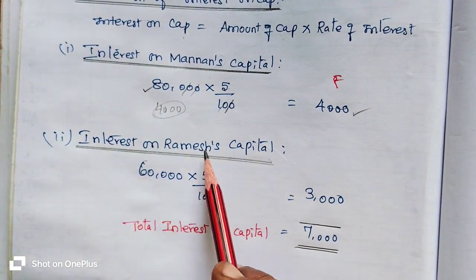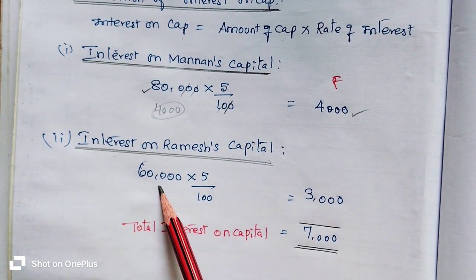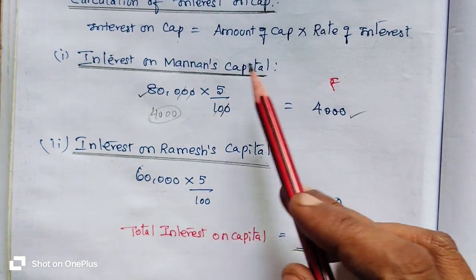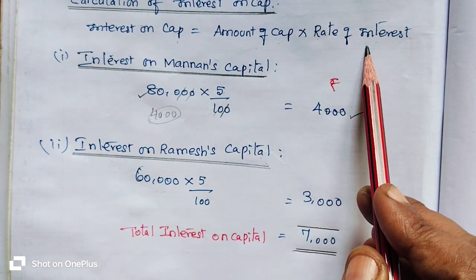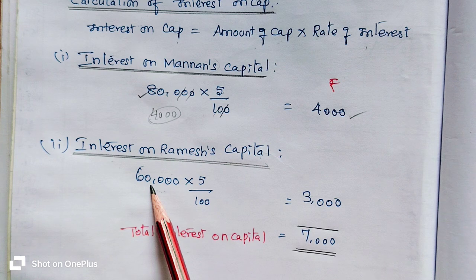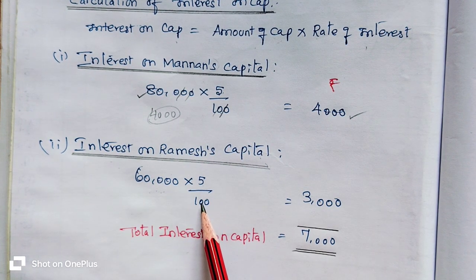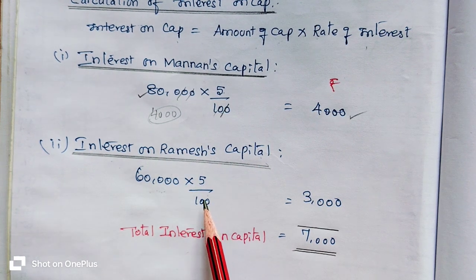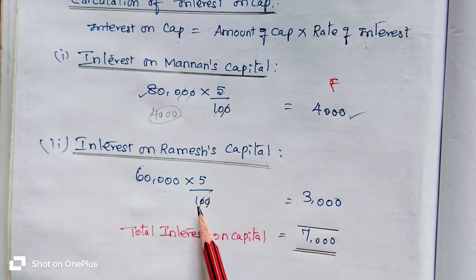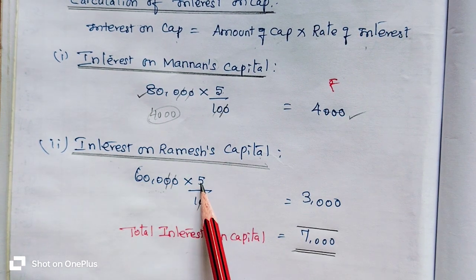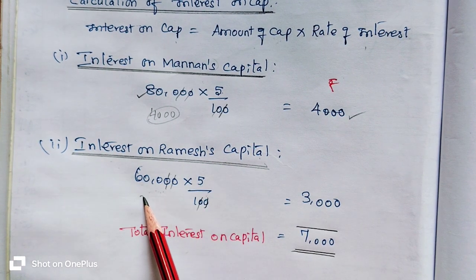Then interest on capital for Ramesh. Ramesh's capital is 60,000 rupees. What is the format for interest on capital? Amount of capital into rate of interest. So the amount of capital for Ramesh is 60,000 rupees. Rate of interest is 5% per annum, that means 5 by 100. Then now we are going to cancel it. 0 is to be cancelled, 0 cancelled. Remaining 600 into 5. 5 6s are 30.